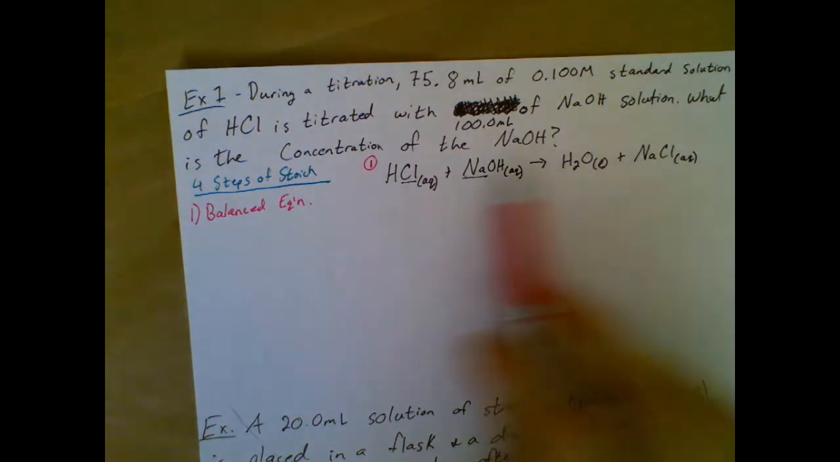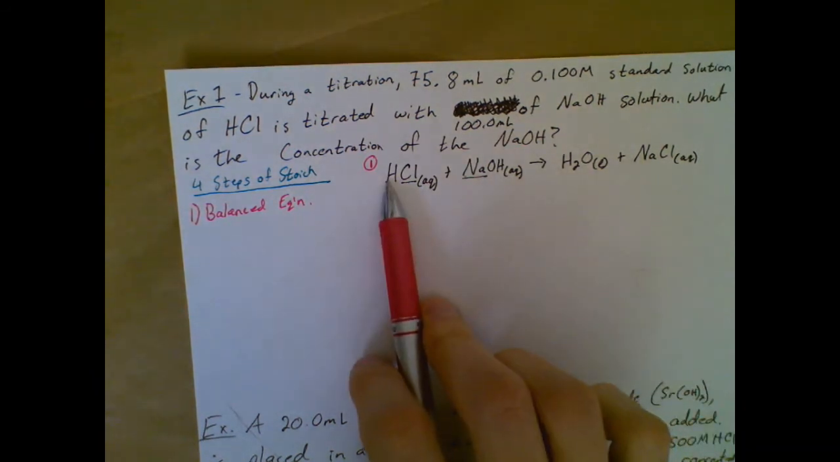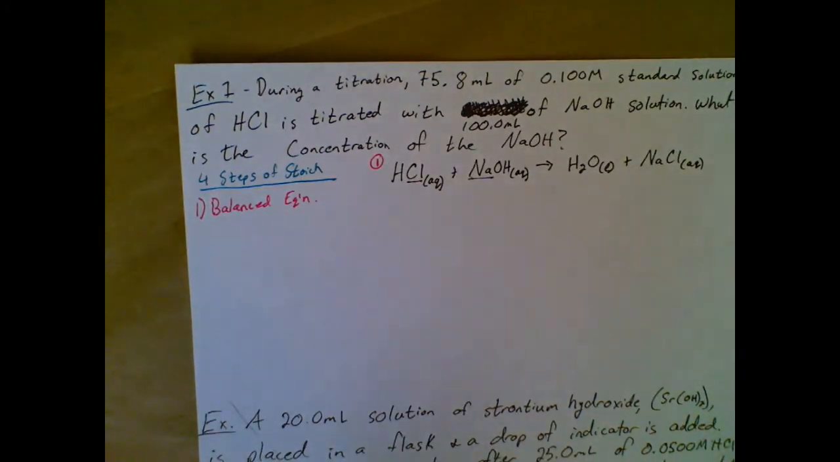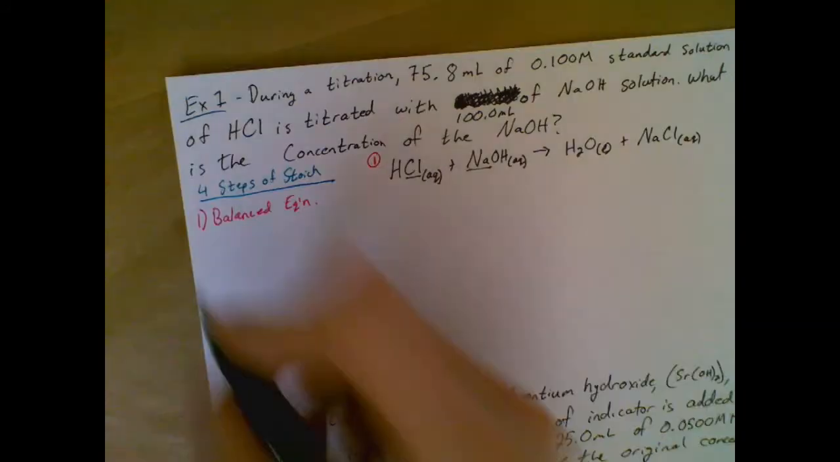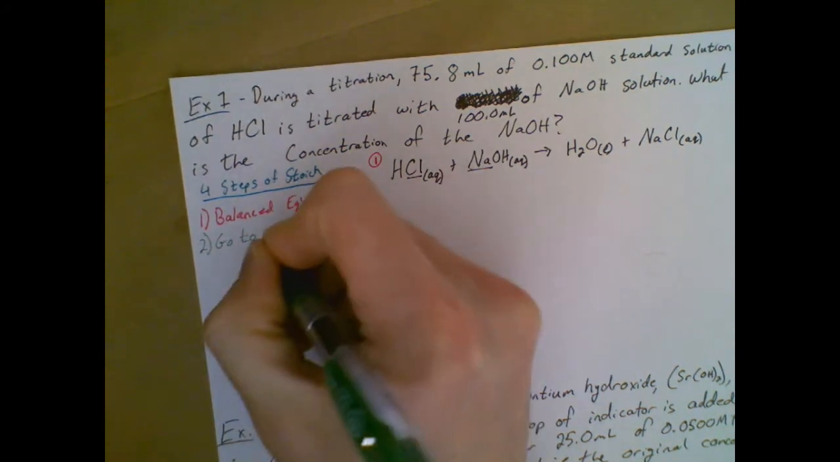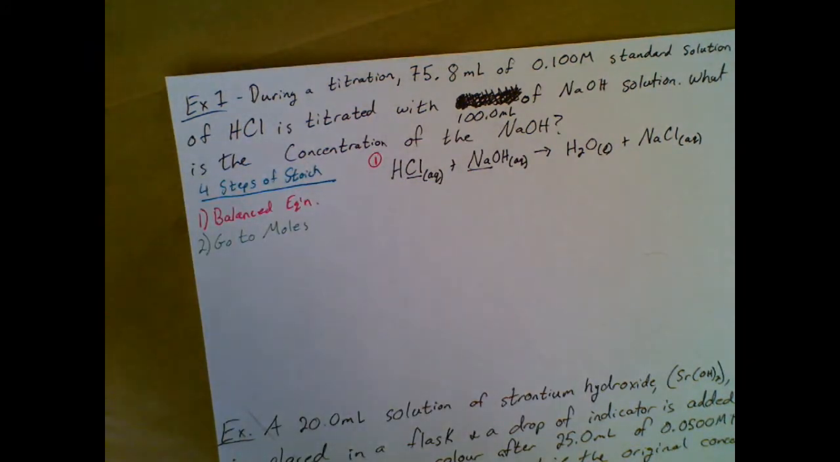1 Cl, 1 Cl, 1 Na, 1 Na. 2 H's, 2 H's, 1 O. We're good, we're balanced. It's all 1-to-1 ratios. So what's my next step? Well, my next step is go to moles. So let's look at the information we were given.